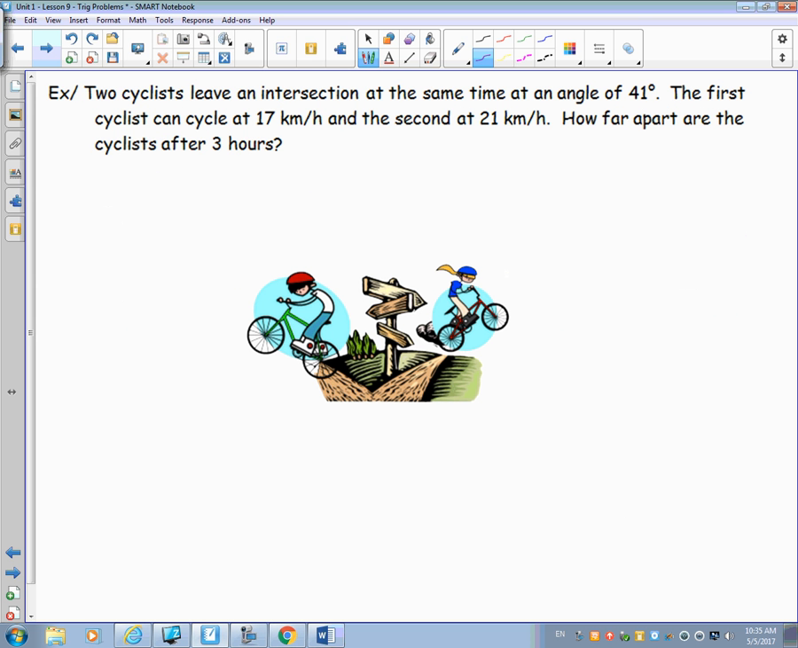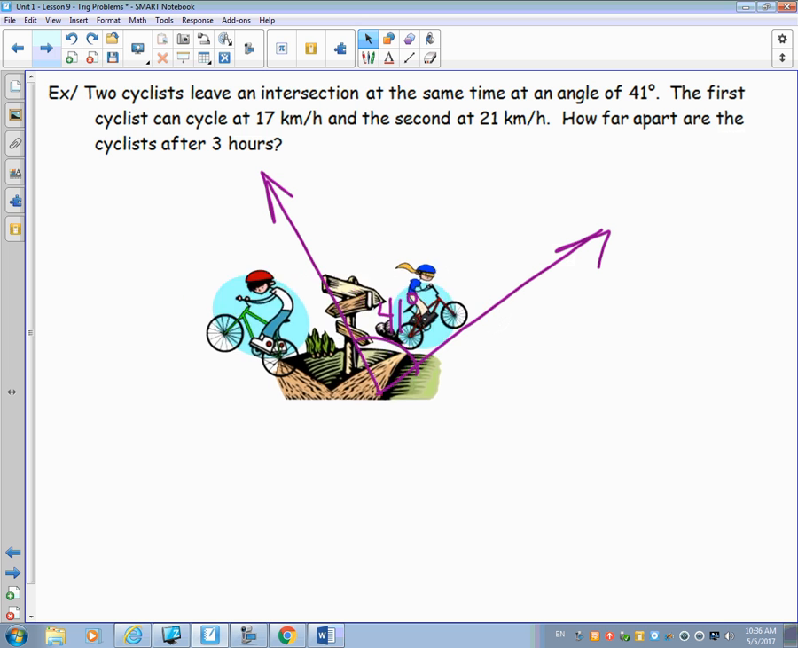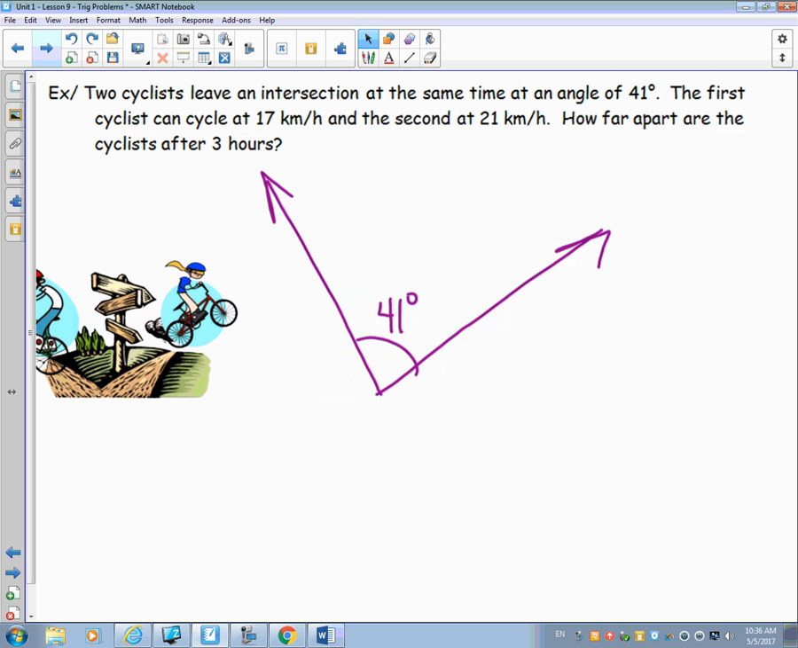So let's try another picture. 2 cyclists leave an intersection at the same time at an angle of 41 degrees. In other words, I've got one person going this way, I got one person going this way, and the angle between them is 41 degrees. Let's move our picture of the way here. There's our triangle. One cyclist can go 17 kilometers an hour and the second 21 kilometers an hour. How far apart are the cyclists after 3 hours?